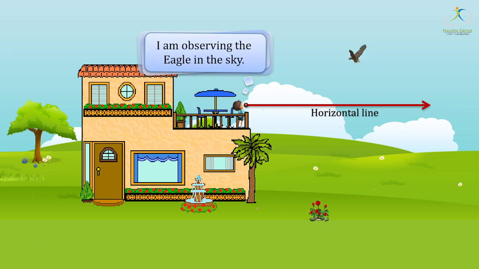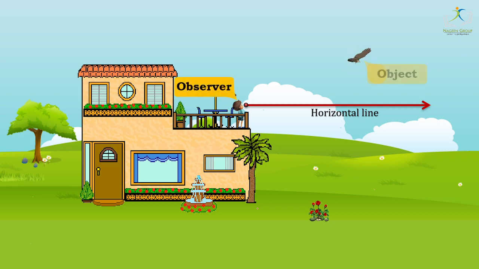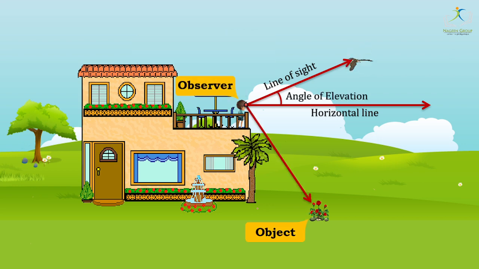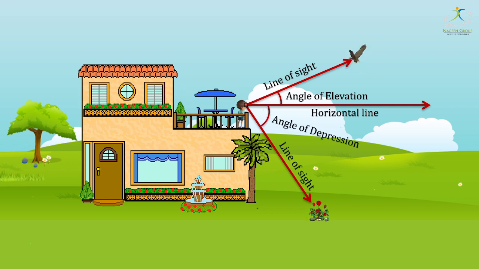The other one: here, I am observing the eagle in the sky. So this observer with the object makes an angle with the line of sight, and that angle is the angle of elevation. Downside, we call it line of sight, and the angle which is formed is the angle of depression, right friends? So these are the four definitions. You need to learn them and understand them carefully.